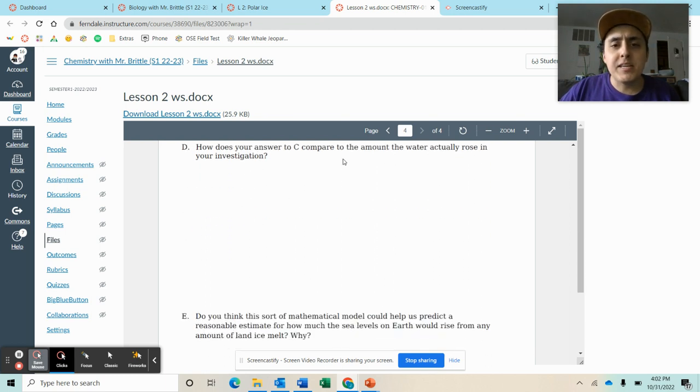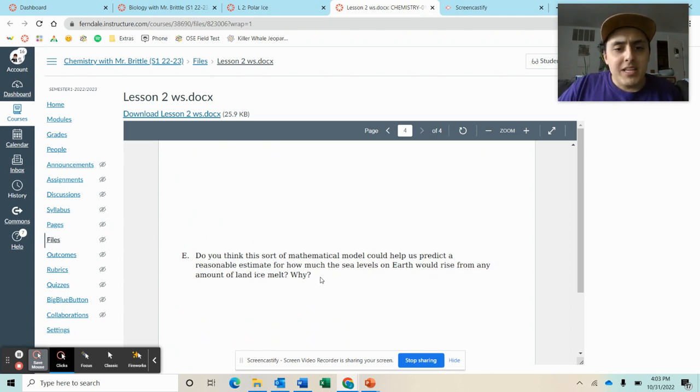How does your answer to C compare to the amount the water actually rose in the investigation? It depends on if you have data or not. Did what you would have expected, or what the math expects, match up with what actually happened? And if not, that's totally fine. Just think about reasons why that might not be adding up.